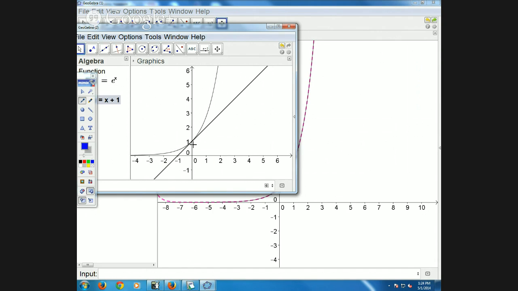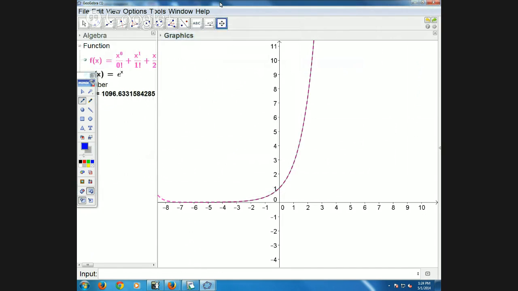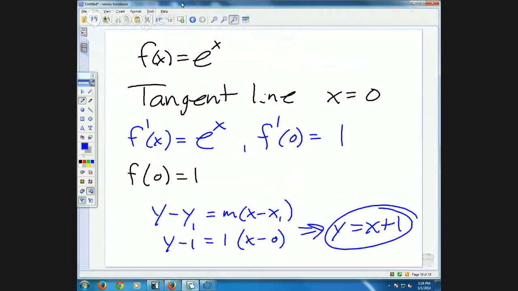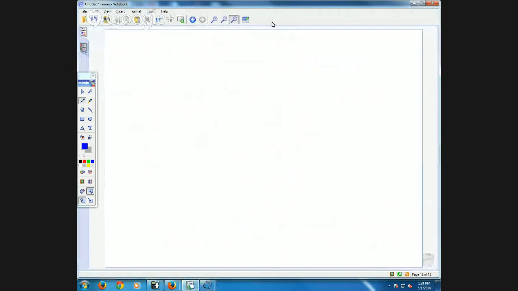This is not really review. No, this is totally review. You know how to do concavity, right? You know how to do tangent lines. This is totally review. Okay. The question is, what does this have to do with series? That's the real question. We're getting there.